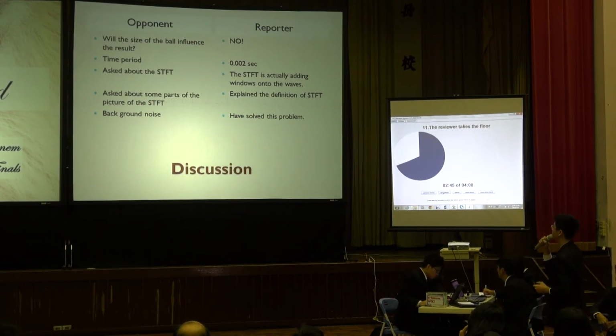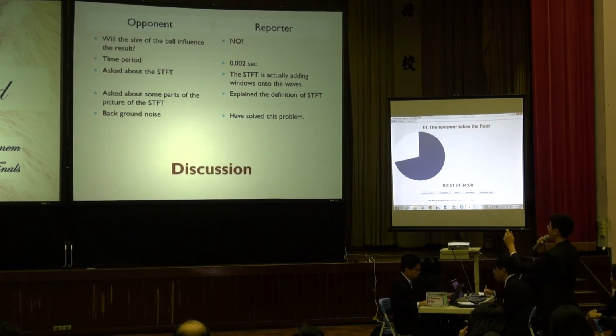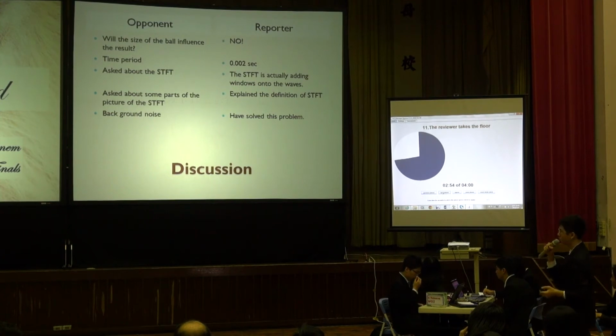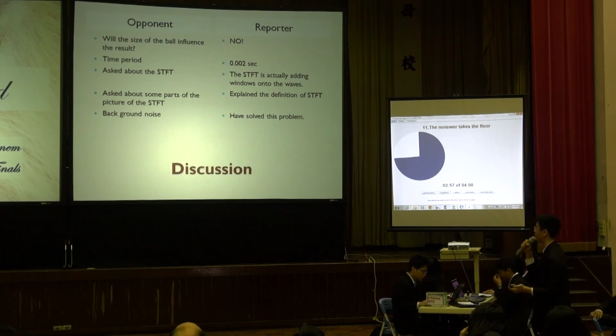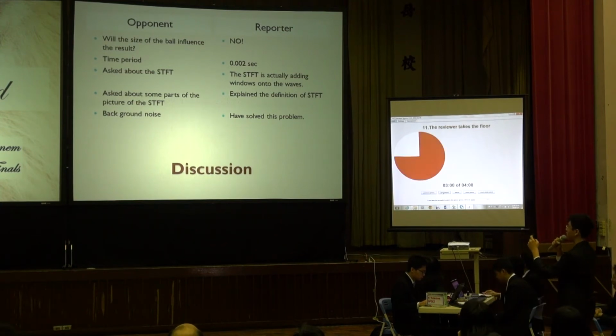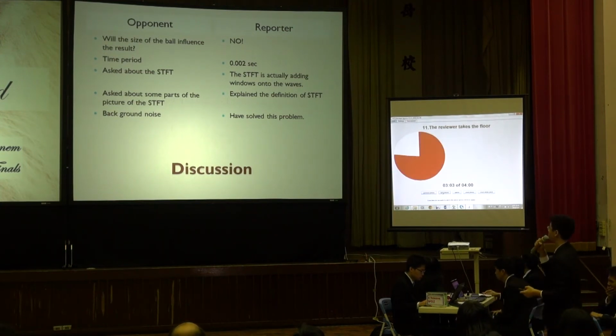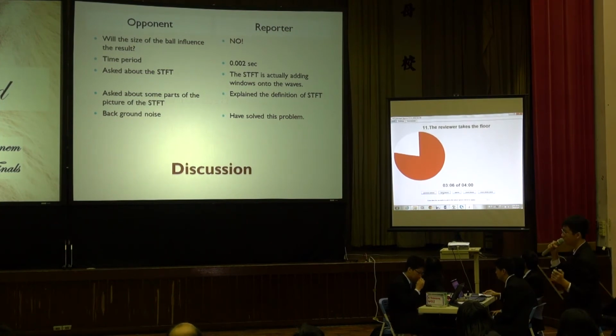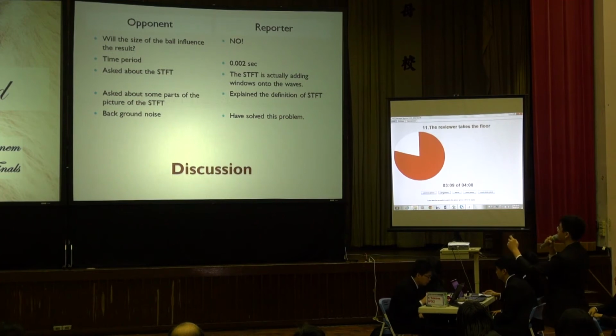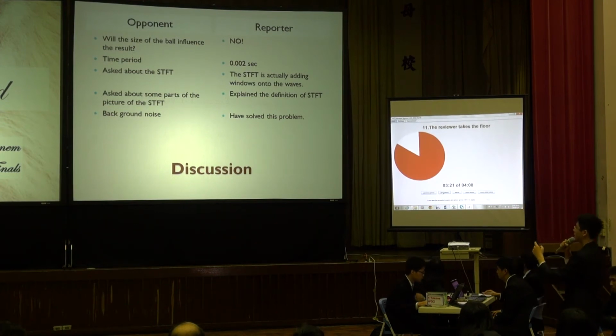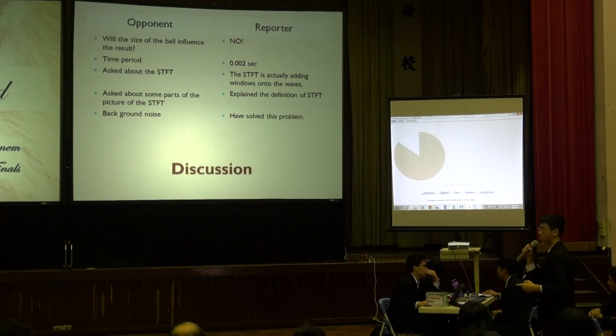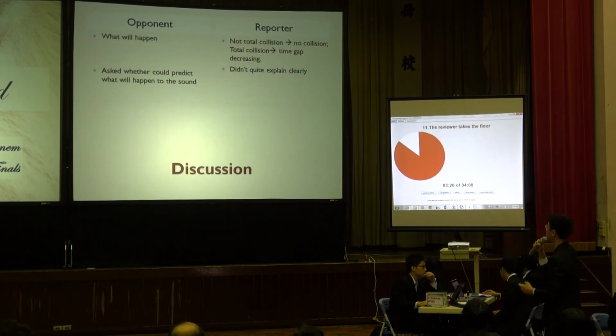The opponent asked about the size of the pole, and the reporter said there will be no influence. Then the opponent asked about the time period, and the reporter said that it will be 0.002 seconds. The opponent also asked about the short-time Fourier transform, and the reporter said that the short-time Fourier transform is actually adding windows onto the waves. Then the opponent asked about some parts of the pictures in the short-time Fourier transform, and the reporter explained about it. And the opponent asked about the background noise, which the reporter has also solved.